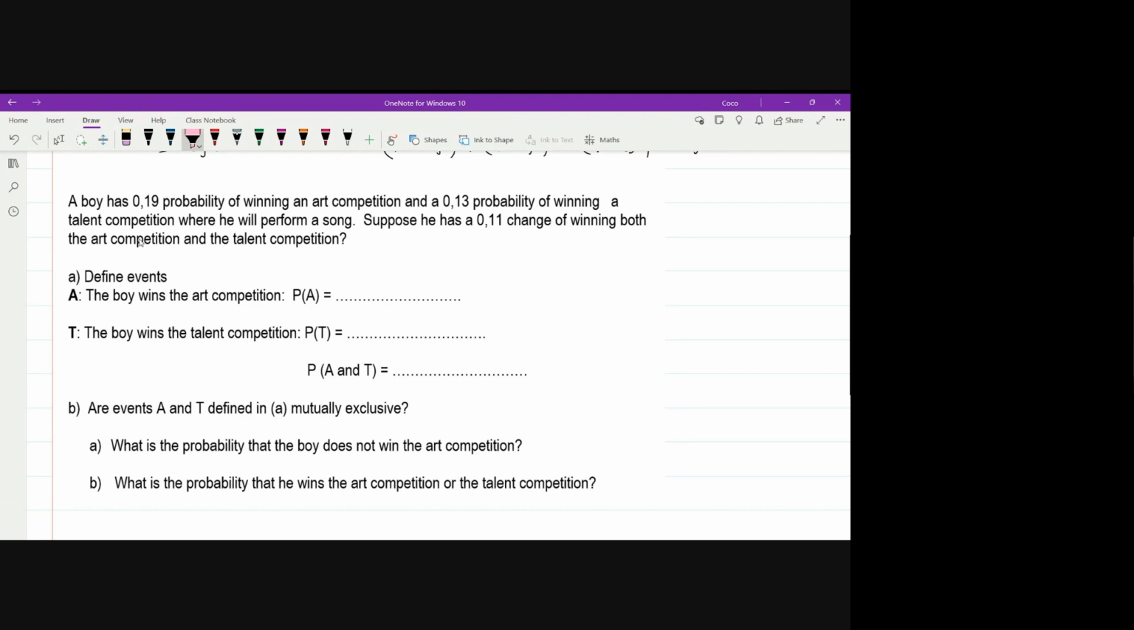It says, a boy has 0.19 probability of winning an art competition and 0.13 probability of winning a talent competition. So we already know that if we were to draw a Venn diagram, we'd have two circles, one there and another there, for two things. One would be the art competition, and the other would be the talent competition. The whole of the art competition is 0.19. The probability of the talent is 0.13.